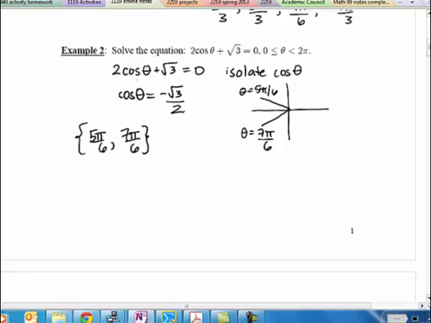So again, the key was to isolate cosine theta and then make a little sketch of the places on the unit circle where the angle would have the right cosine value in this case. And then if we wanted all the solutions, we would just add integer multiples of 2 pi to each of these. But since we only wanted the solutions between 0 and 2 pi, this is all we've got.